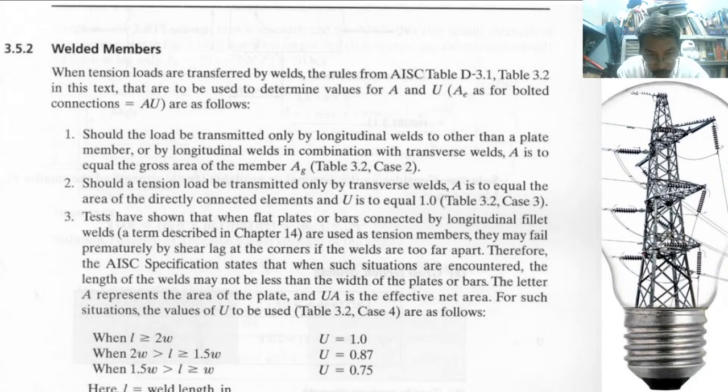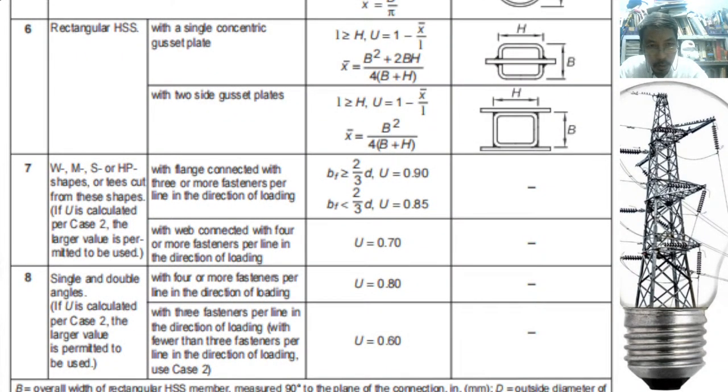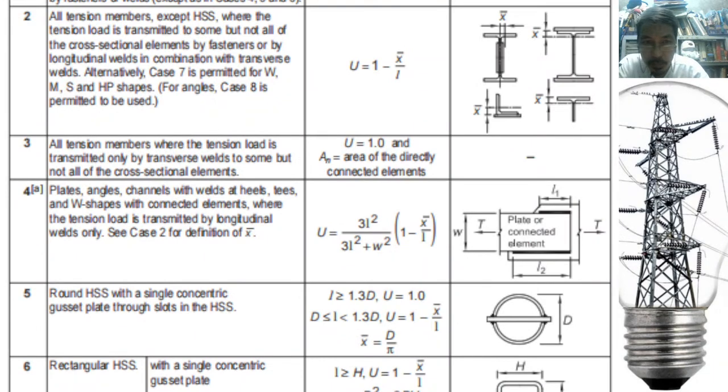Okay, so table, I think we have here, case number 2. So, let us proceed to case number 2. So, this is all tension members, okay? So, there is no specific as to what type of connection, either welded or bolted. So, meaning we can use this one, case 2. And then we can also use case 3.